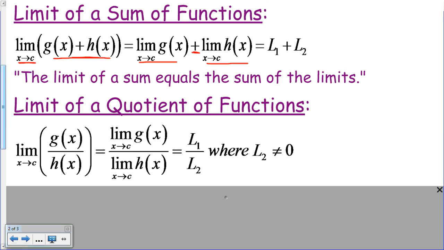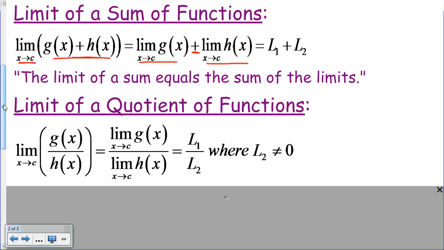This one's for the quotient of two functions, the limit of a quotient of functions. Here we have the limit as x goes to c of g of x over h of x. Turns out that's equal to the limit as x goes to c of g of x divided by the limit as x goes to c of h of x. Or in other words, that would be equal to L1 divided by L2. Of course, L2 cannot be 0 in this scenario. We have to handle that a slightly different way.